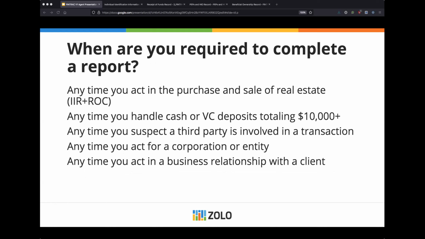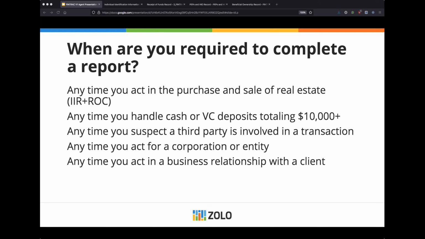When are you required to complete a report? There are multiple reports we're going to be discussing today. What's important for you to realize is that anytime you act in the purchase or sale of real estate, you are required to complete these reports. The further reports: the IIR is the individual identification record. The ROC is the receipt of funds record. I guess I put a C instead of the F there.